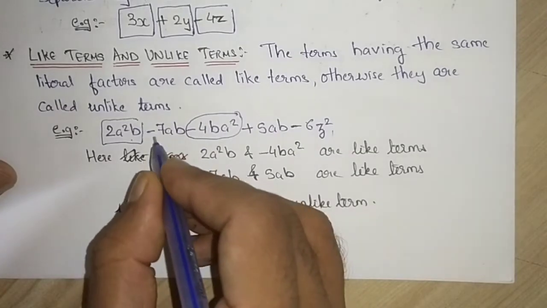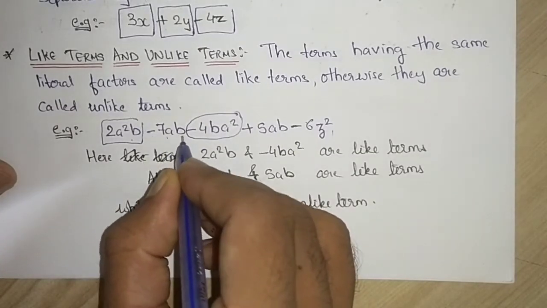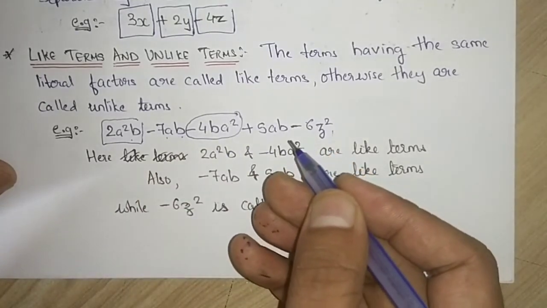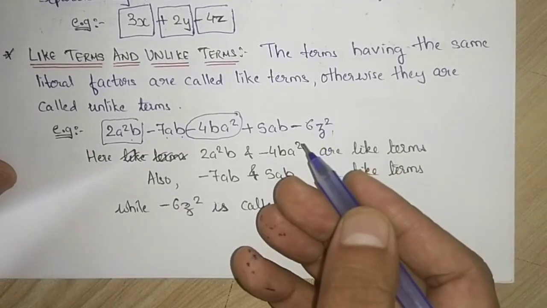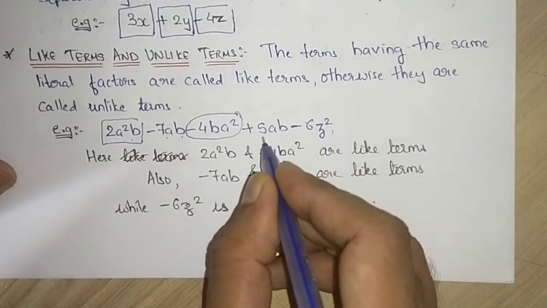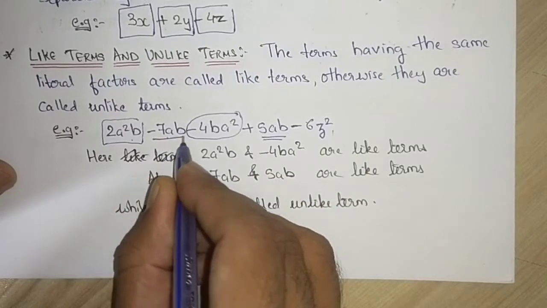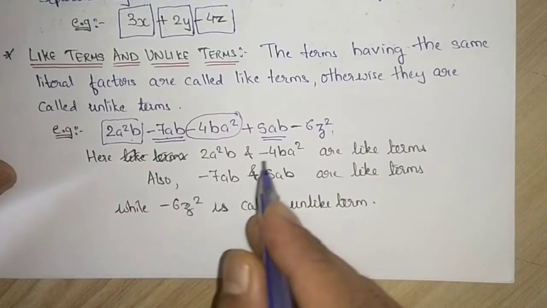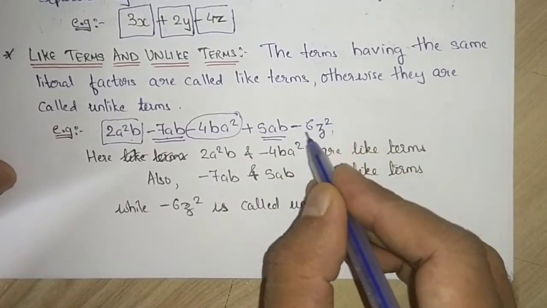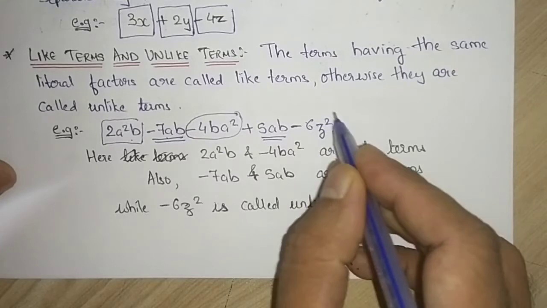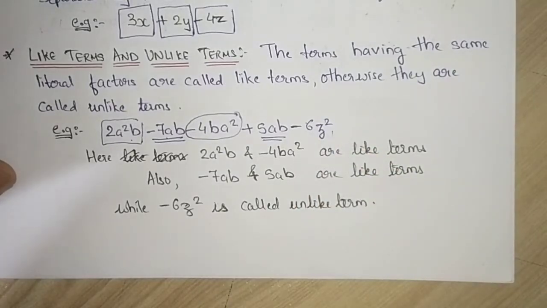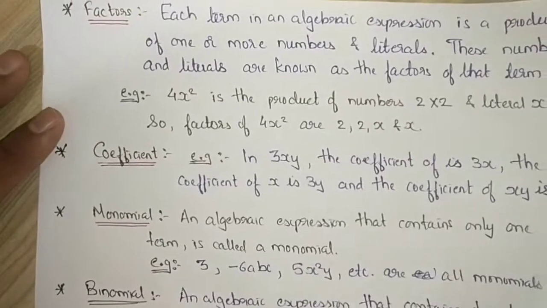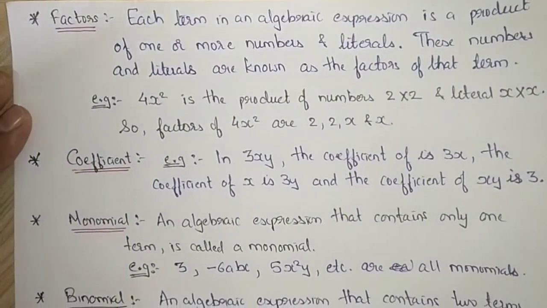In the same way, let us see 7AB. If there is another term which has A and B, here it is. So minus 7AB and 5AB are also like terms. Now which is different, which does not have the same variable part, that is minus 6z square, is called an unlike term. Hope you are understanding. Now moving to the next term, that is factors.